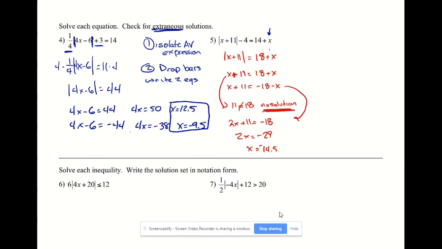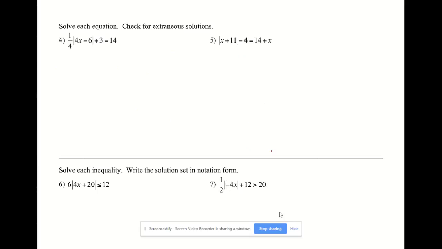Oops, let me erase all this stuff. Okay. Now, we have 2 absolute value equations to solve, and we're told to check for extraneous solutions. Remember, those are solutions that will not work in the original when we solve algebraically. So the first thing we must, absolutely must, do is get our absolute value expression by itself. So we're not going to mess with anything inside the absolute value bars yet.